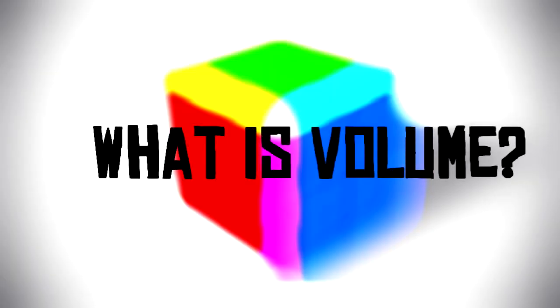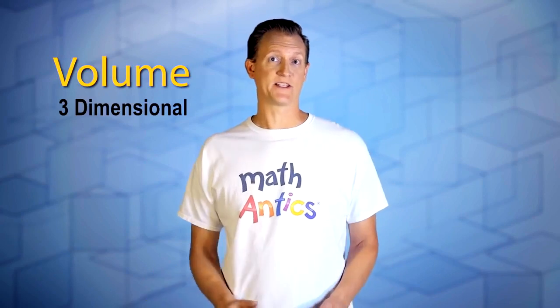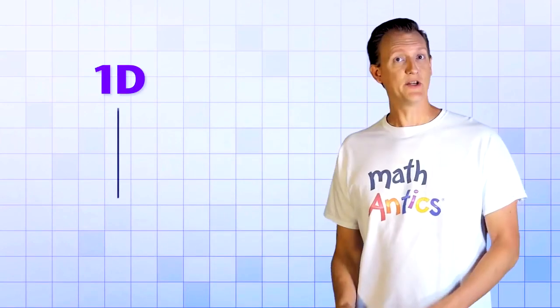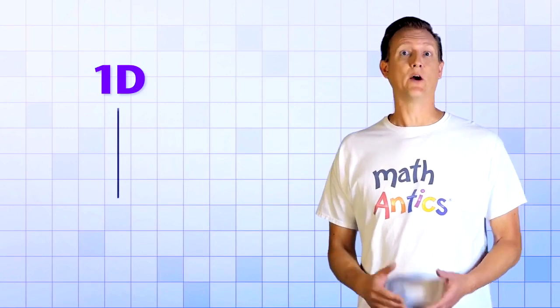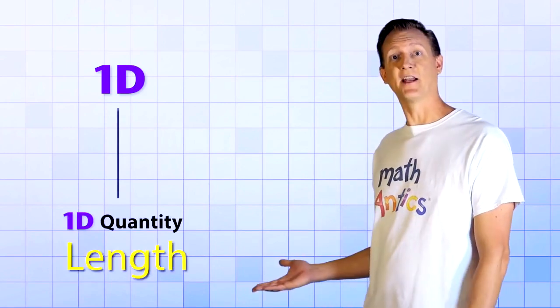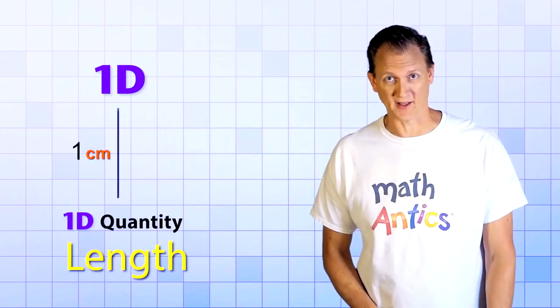What is volume? The first thing you need to know is that volume is a quantity that all three-dimensional objects have. But to understand what it means, it will help if we back up just a little and start out with a one-dimensional object, like this line segment. To measure a one-dimensional object, we need a one-dimensional quantity, which we usually call length. The length of this line happens to be exactly 1 centimeter, which is a common unit for measuring length.